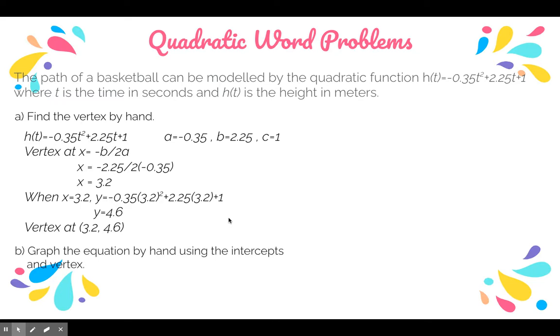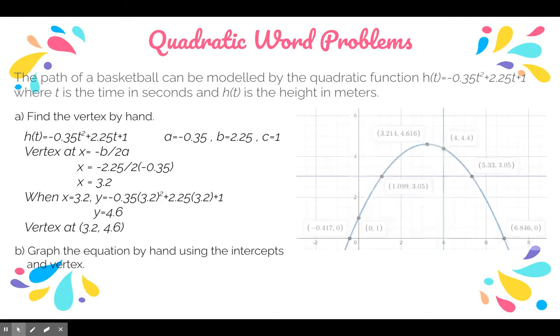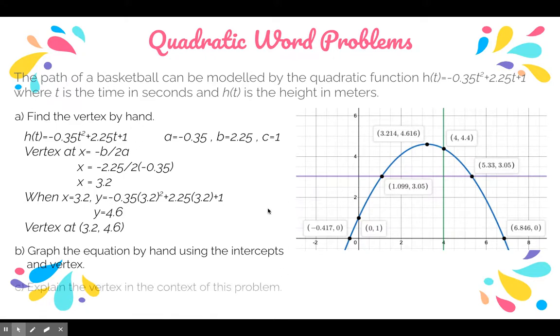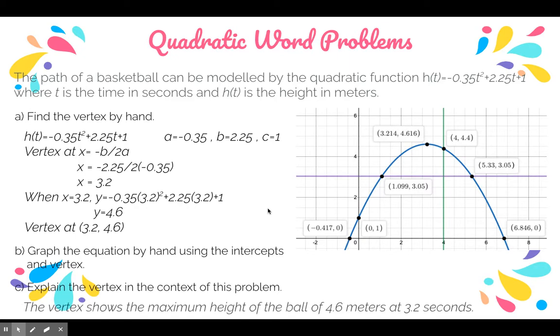And then I'm going to graph it by hand now that I know the x-intercept, the y-intercept, and the vertex, and I'll get a graph that looks roughly like this. You can substitute other x values into the equation, and then you can find their y values to get a more accurate curve. I'm going to explain the vertex. The vertex shows the maximum height of the ball. So 4.6 meters at 3.2 seconds is the maximum height of the ball.